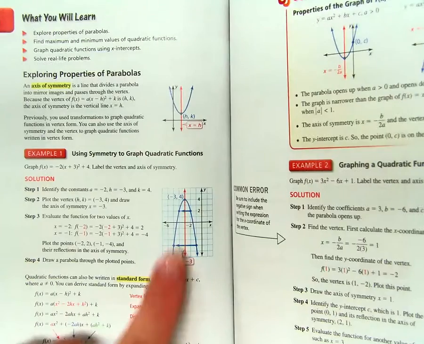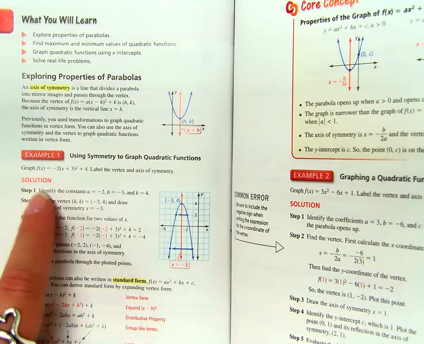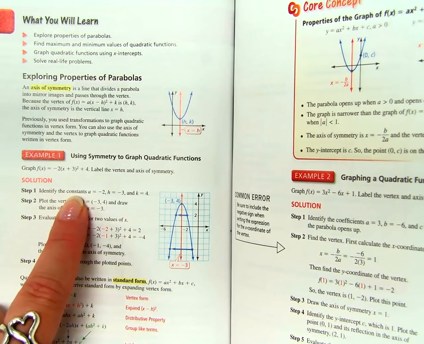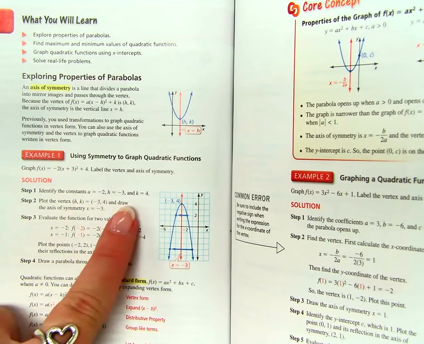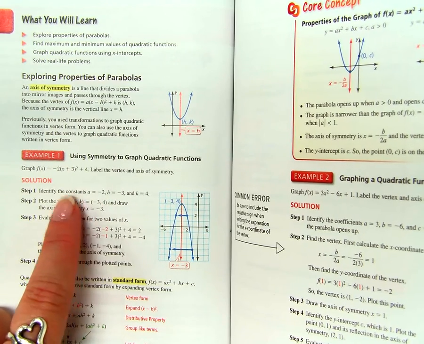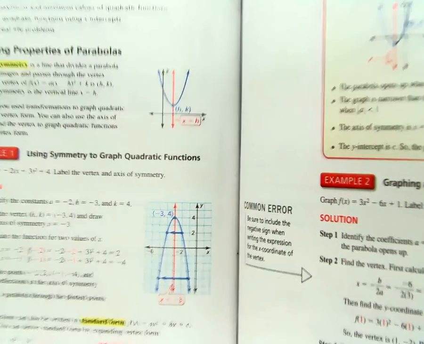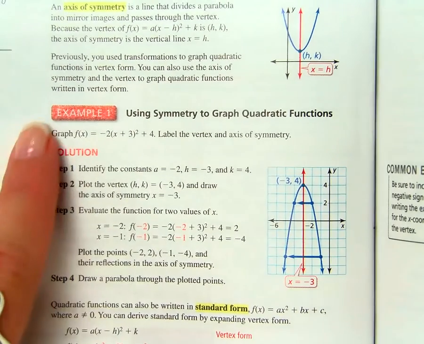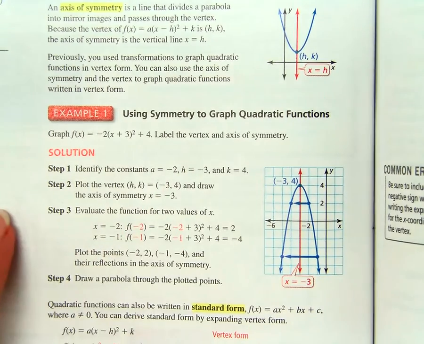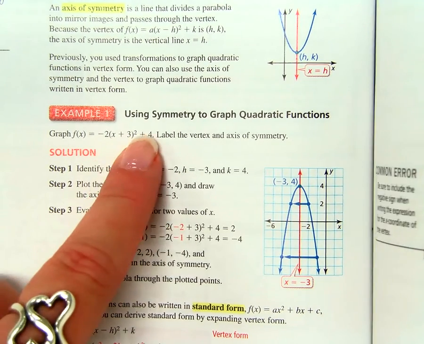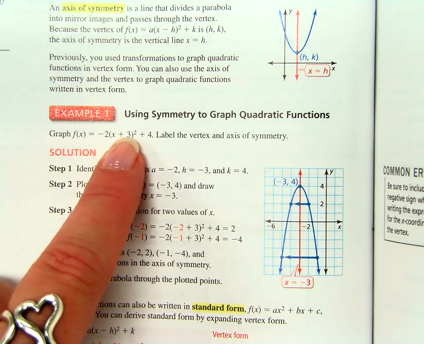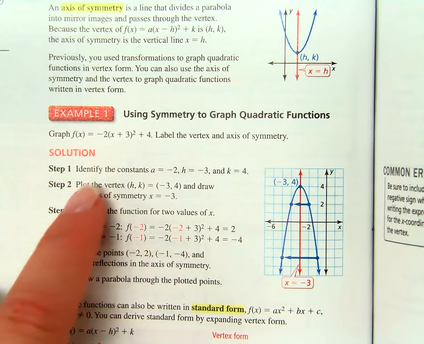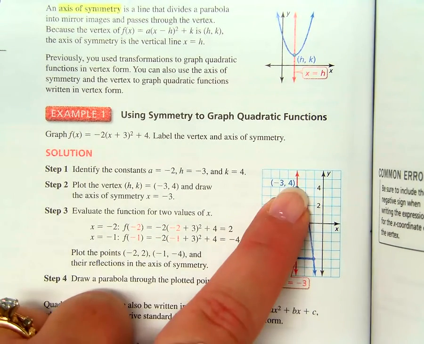Okay? So, any questions about finding an axis of symmetry? Here's an example. Identify the constants. Let's look at it closer. It says graph this function, label the vertex and axis of symmetry. Well, if it's in vertex form, don't we know the vertex? (-3, 4). Everybody okay with that? If that's the vertex, I can go plot on a graph (-3, 4).